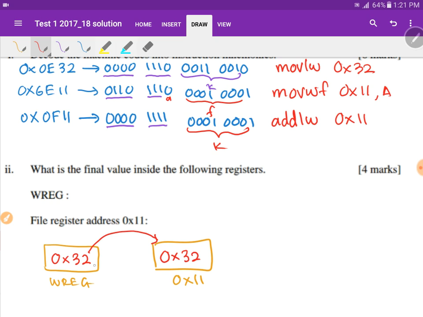Then you add literal value to working register, hex 11. So you are going to add the content of working register with hex 11, and then you store the answer back in working register. So the final answer in the working register will be hex 43. This answer will be stored here. So what is the final value inside the following registers? Working register, the answer is hex 43. And what's inside file address hex 11? It is hex 32.